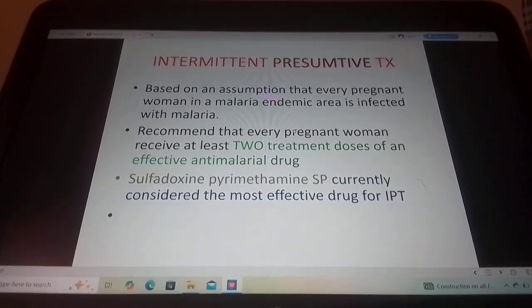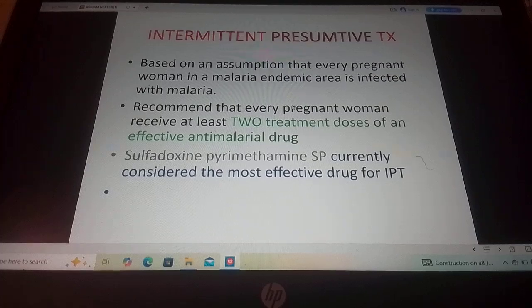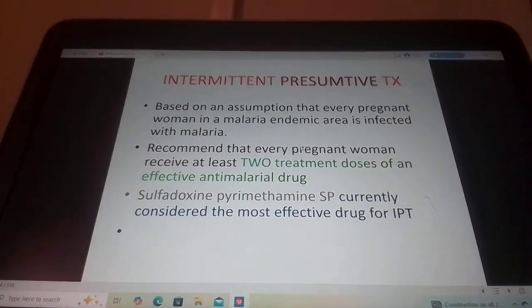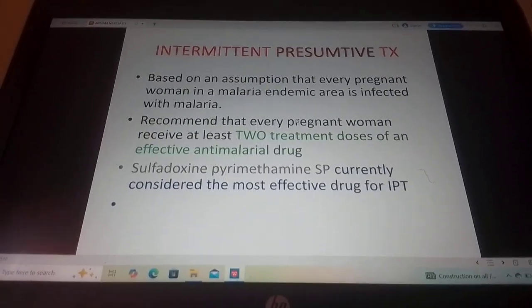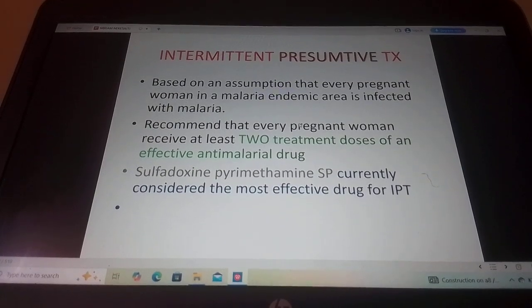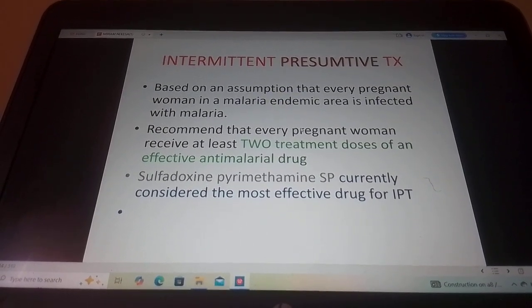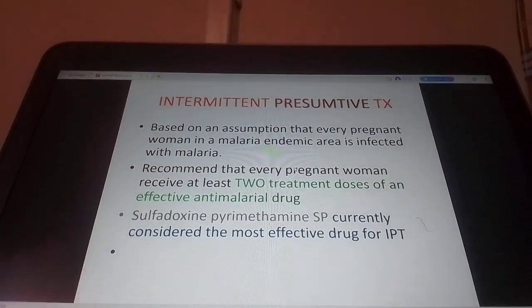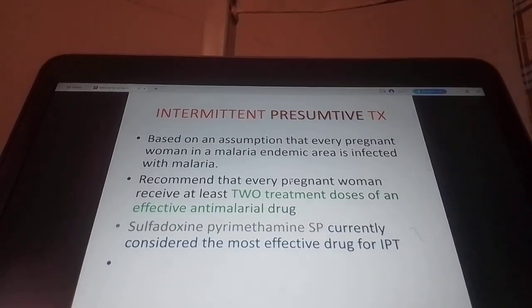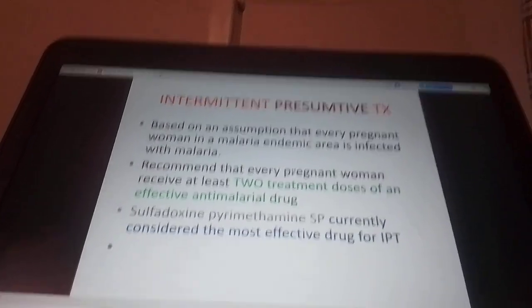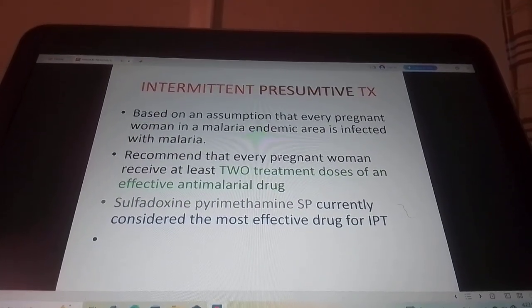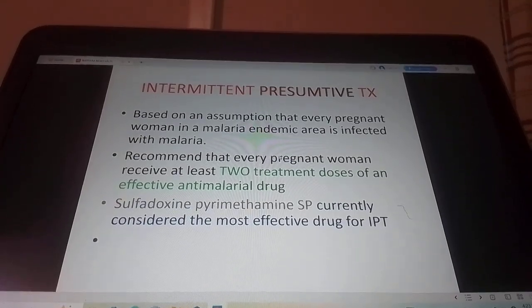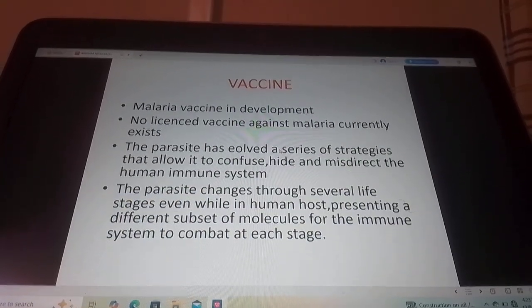So the intermittent presumptive treatment is based on the assumption that every pregnant woman in a malaria endemic area is infected with malaria. We recommend that every pregnant woman receive at least 2 treatment doses of effective antimalarial drugs, and that is sulfadoxine pyrimethamine, which is currently considered the most effective drug for IPT. So remember that one.